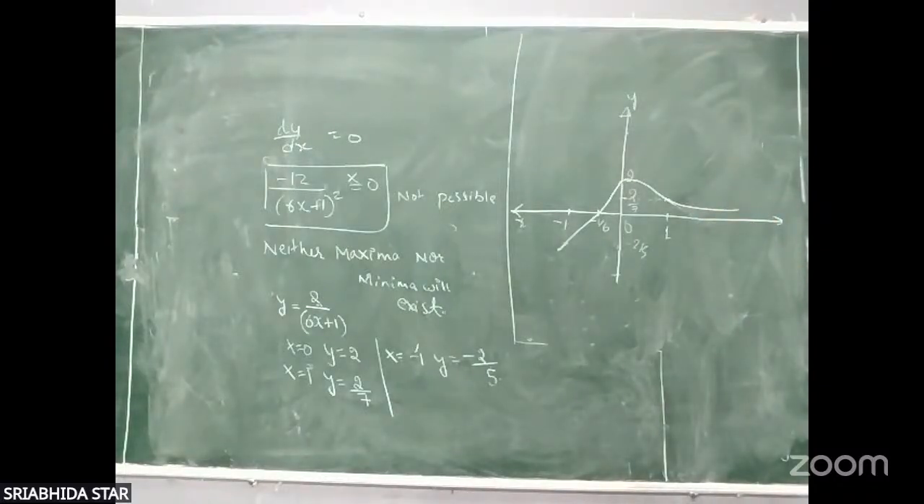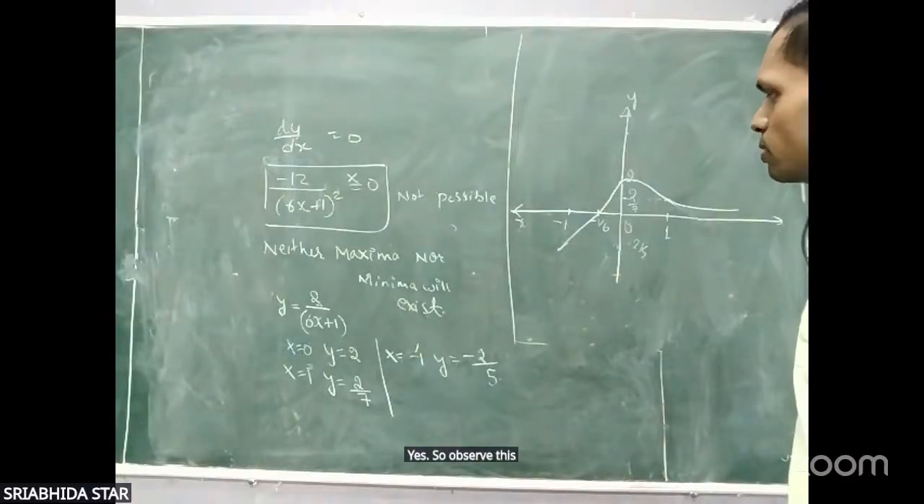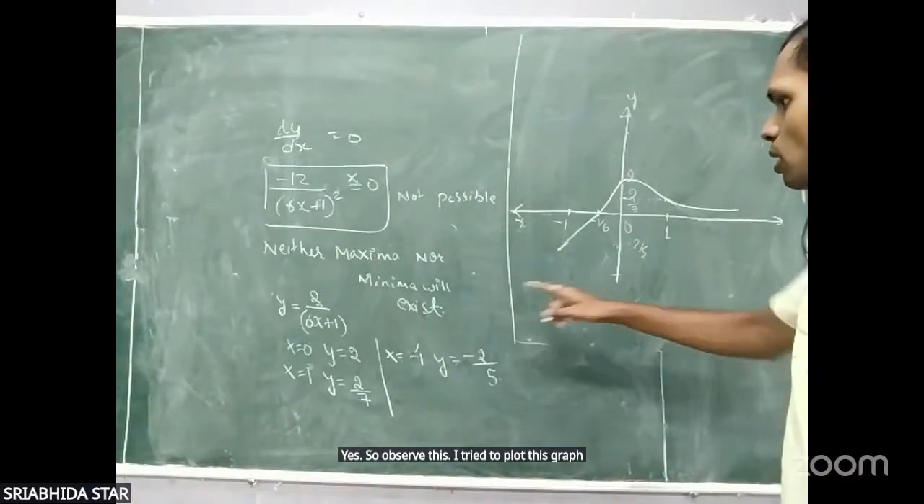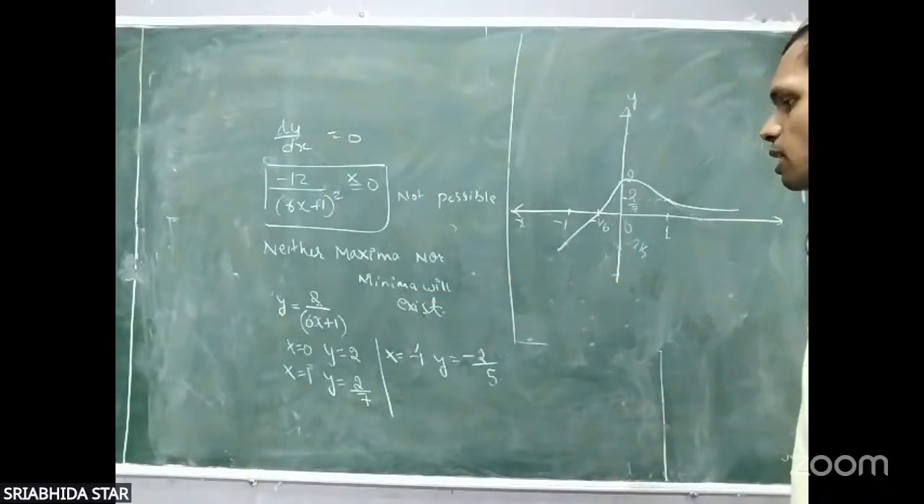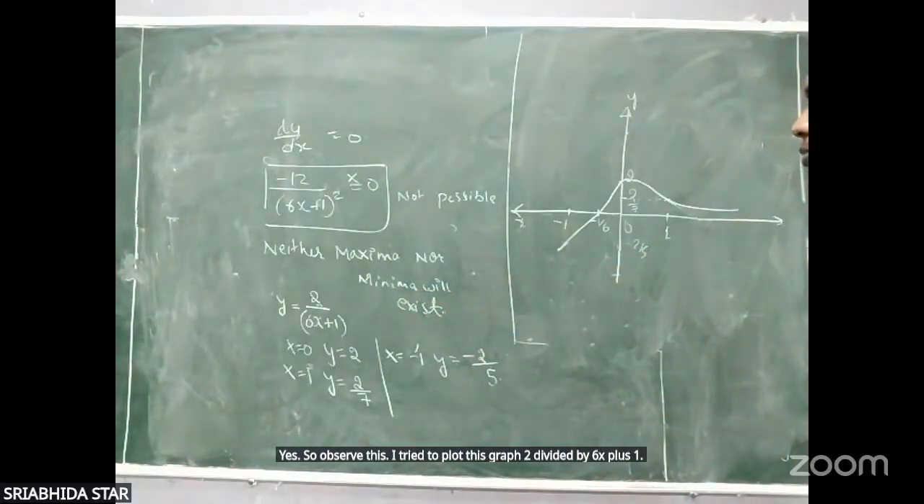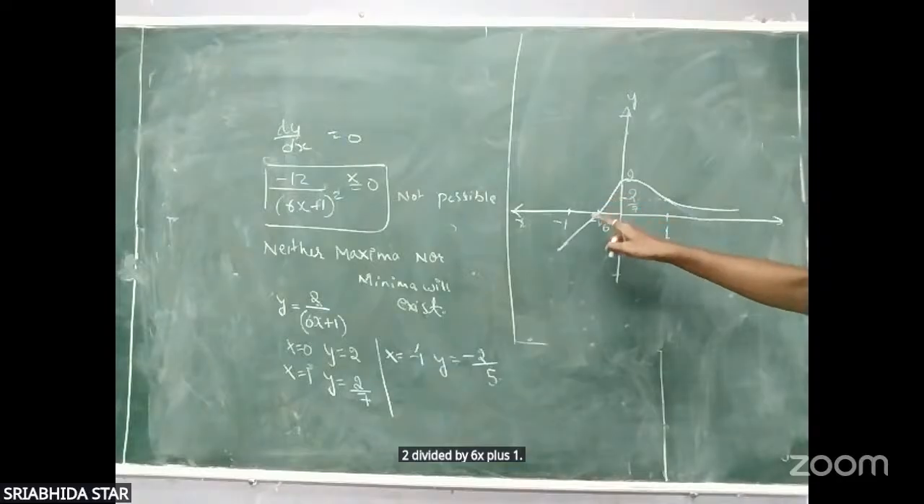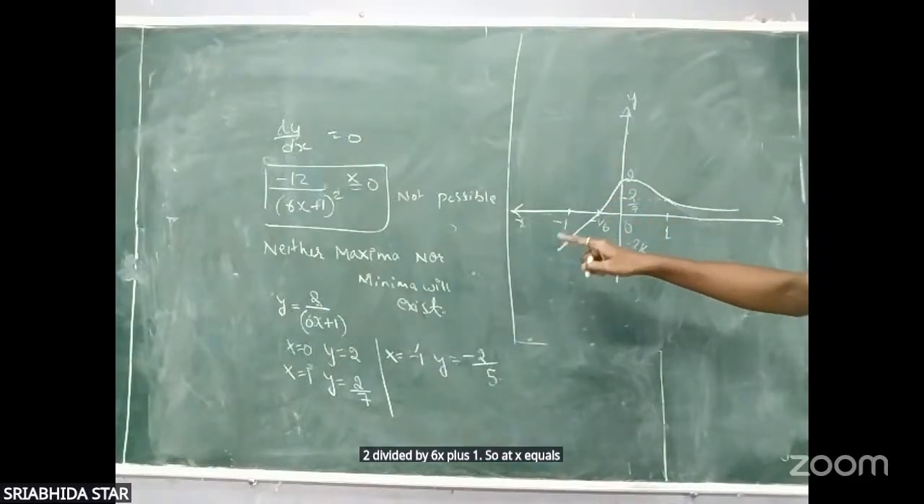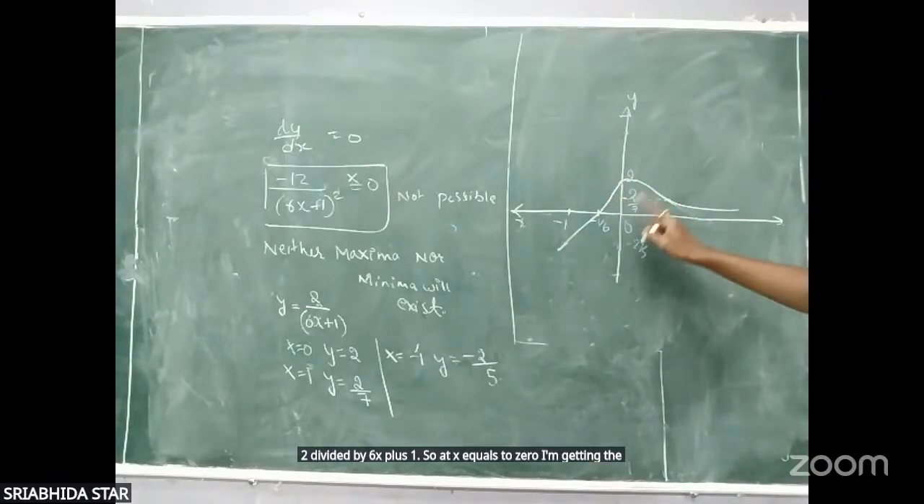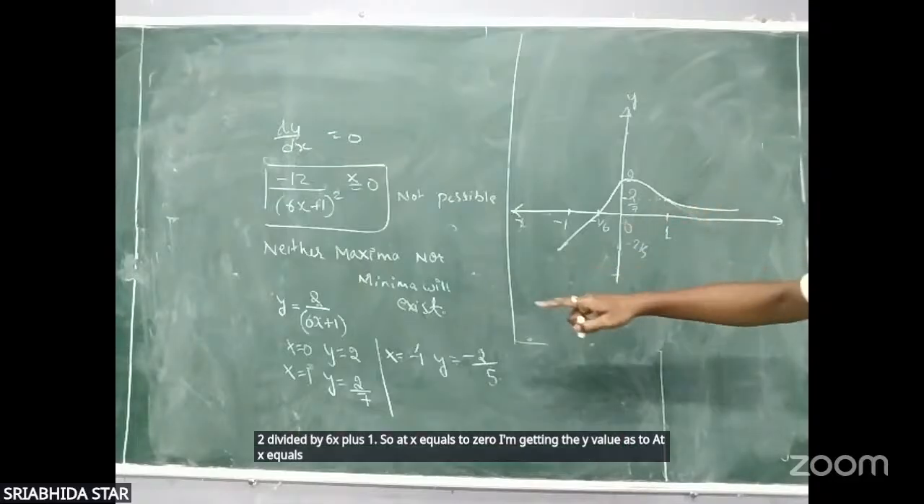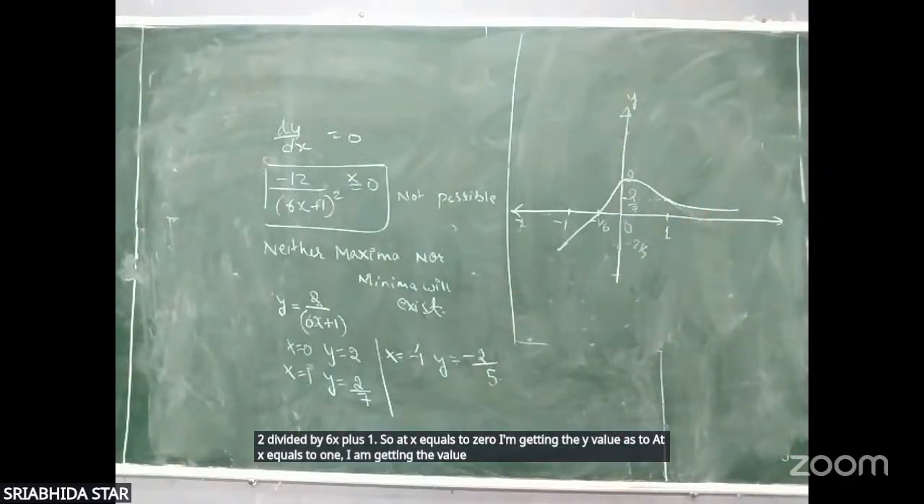Yes. So observe this. I tried to plot this graph. 2 divided by 6x plus 1. So at x equals to 0, I am getting the y value as 2. At x equals to 1, I am getting the value of y equals to 2 divided by 7.